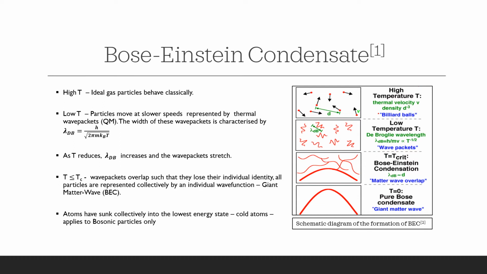Here, the particles are represented as thermal wave packets and their width is represented by the de Broglie wavelength shown here. From this inverse relationship, we can see that as the temperature is lowered further, the wave packets will stretch out. At and below a certain temperature, known as the critical temperature, the particles begin to overlap and their identities become entangled with each other. As this overlapping increases and the temperature is lowered, the particles all lose their individuality and they begin to be represented by one wave function. They become a giant matter wave. This is known as the Bose-Einstein Condensate.